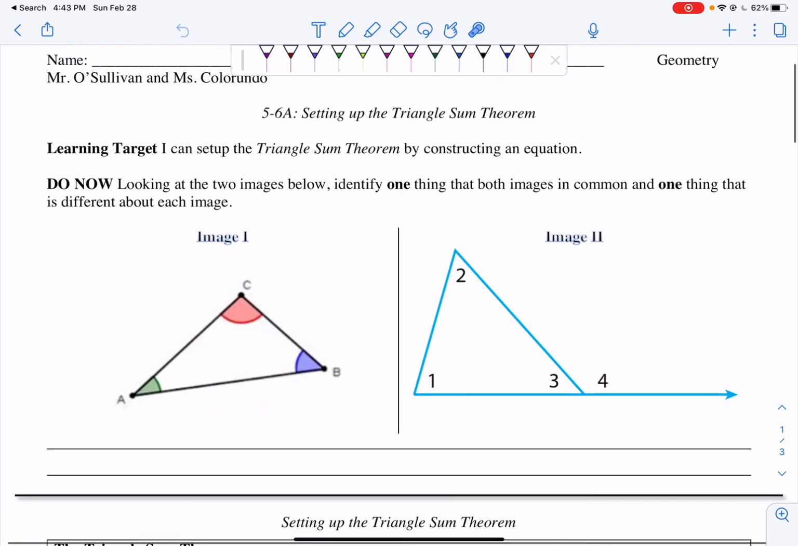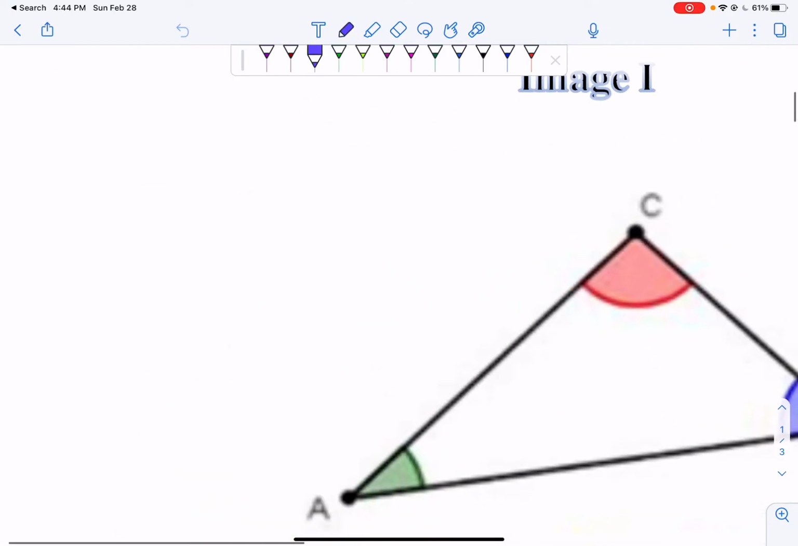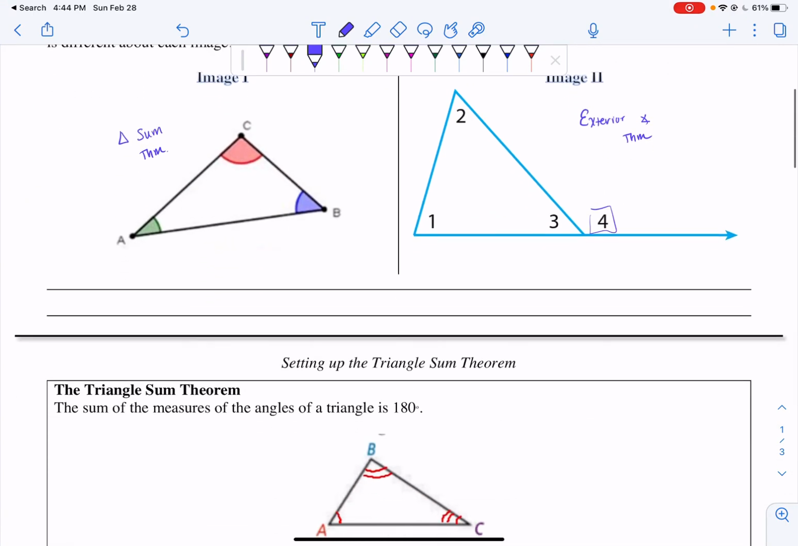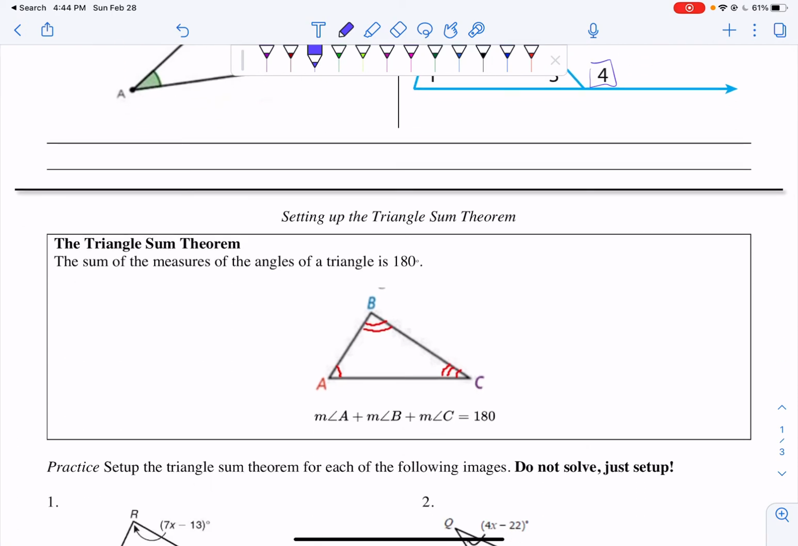Another thing you might have said is that this one has the angles labeled 1, 2, 3, and 4. Here, I just have semicircles with different colors to show that they're different angles. So this image right here is an example of the Triangle Sum Theorem. And then the image on the right is an example of the exterior angle theorem, because I have an exterior angle at angle number 4. Right.